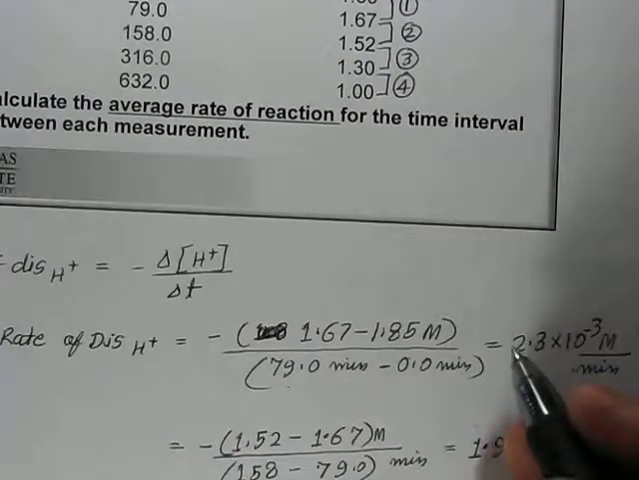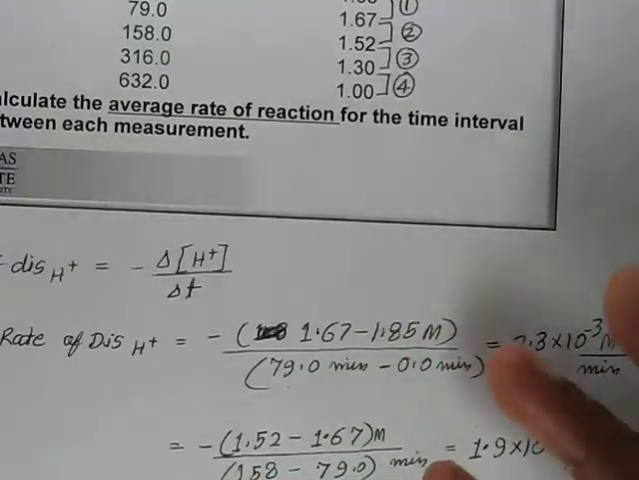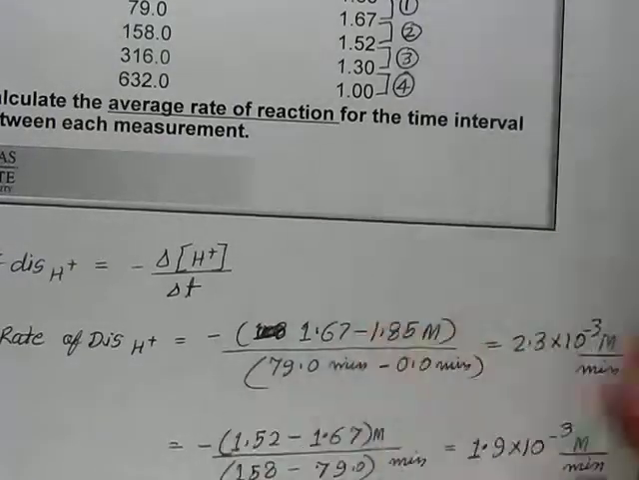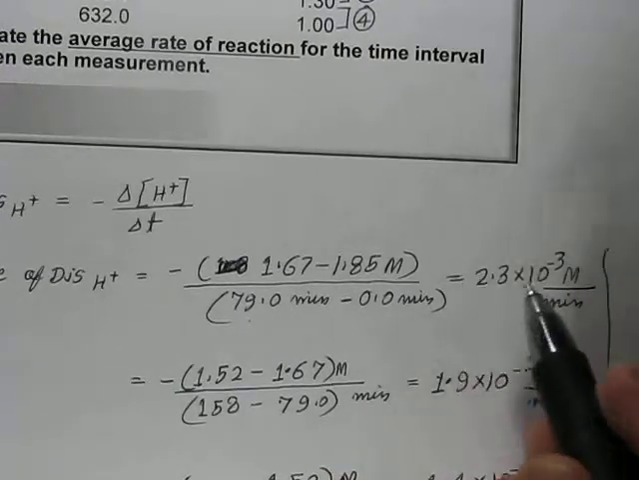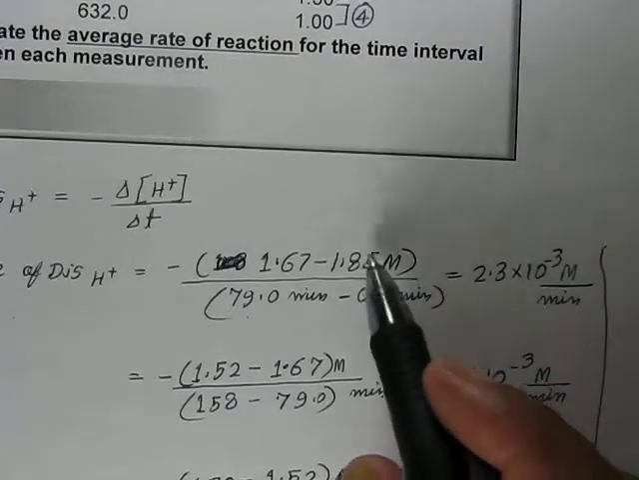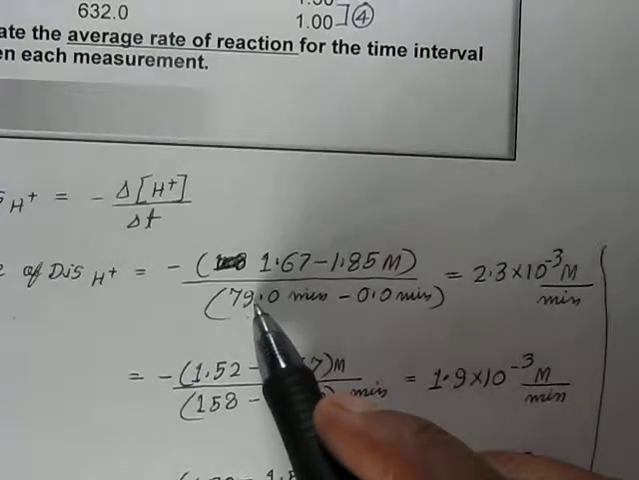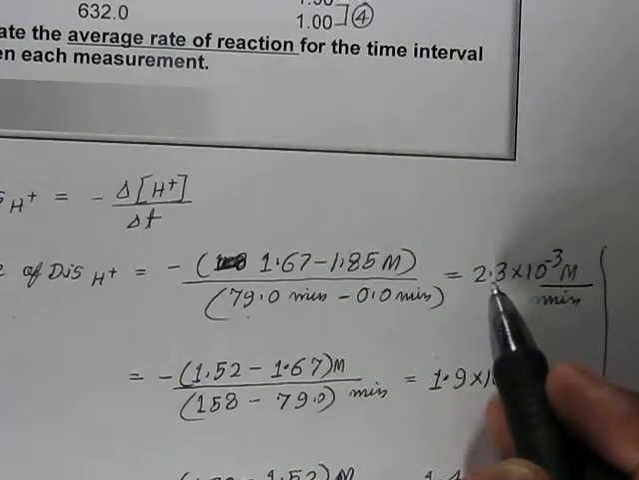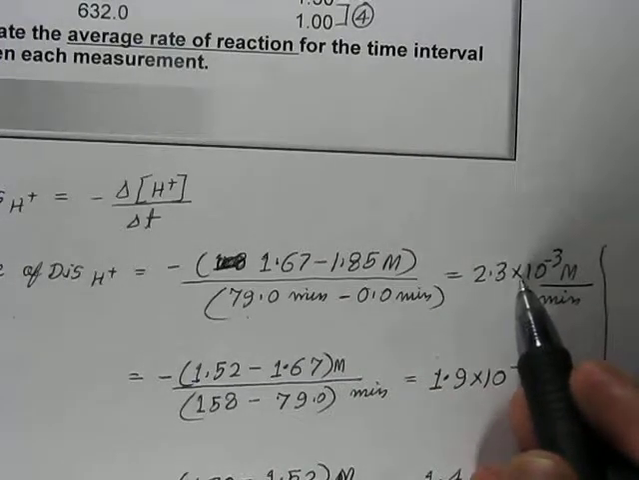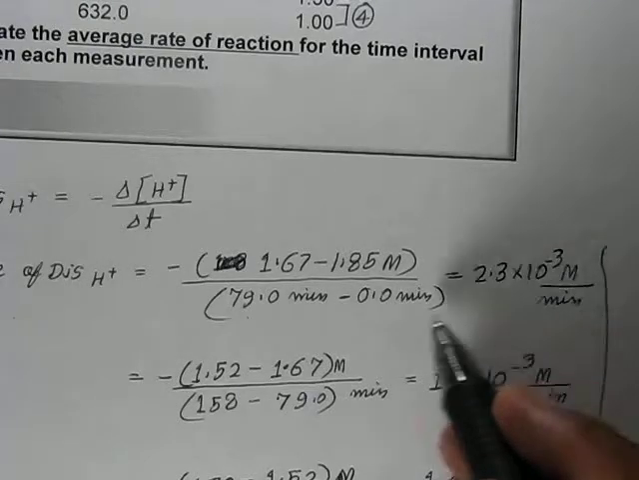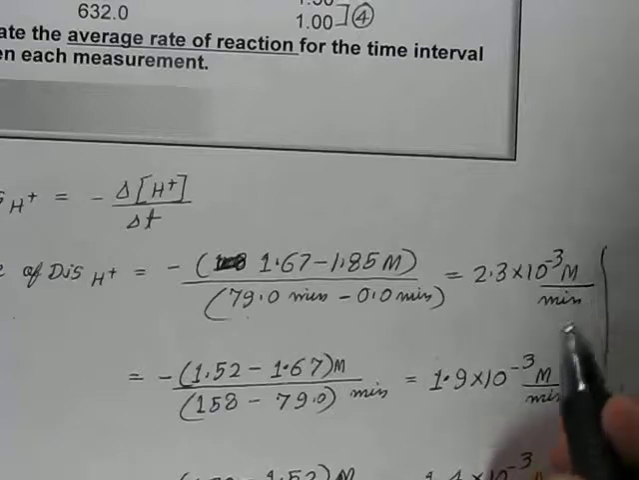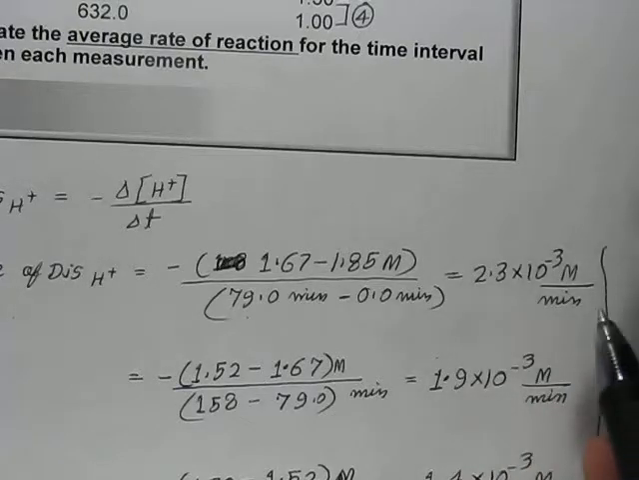So basically the negative sign shows that this is a reactant and it is disappearing, but the rate will come out as a positive value. So once you subtract and divide by 79, you will get 2.3 times 10 to the minus 3 molarity per minute. I am not converting into seconds here, just leaving it as molarity per minute.